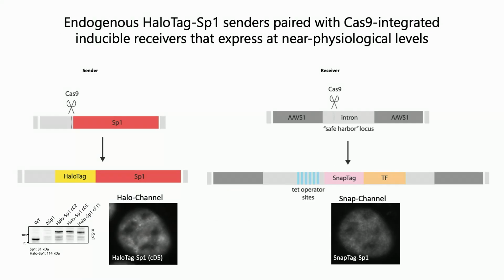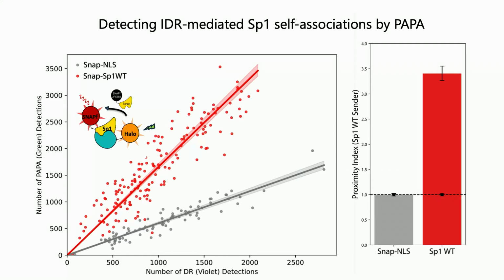We know that SP1 interacts with itself, so he started by asking the question, labeling one with a Halo tag and another one with a SNAP tag, and measuring protein-protein interactions of SP1 with itself using this technique, PAPA. So first of all, yes, he's able to measure interactions with PAPA. We can see here the violet reactivation compared to the green reactivations, and you can see that compared to a protein that is expressed at a high concentration in cells, we get far more. And this is really a measure of the interaction of these molecules together. So SP1 can interact with itself, and we can measure it with this technique.